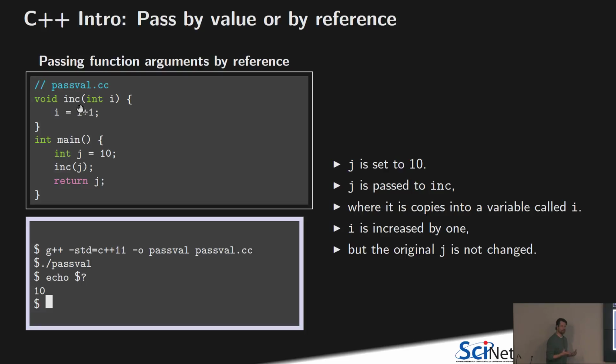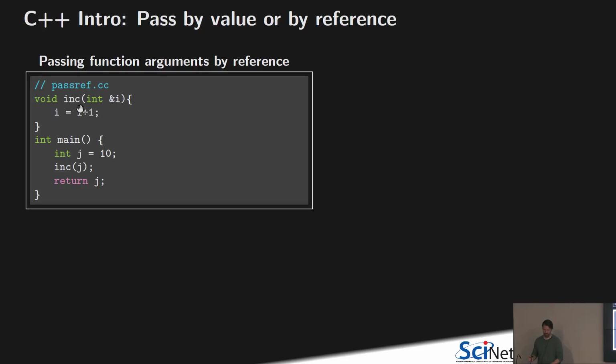So we passed it correctly, but we couldn't change it. And that's why this is called pass by value. You just get the value, you don't get the actual variable itself. In this case, that's not really what we wanted. So we need another way to do this. And another way to pass a variable is by what's called by reference.